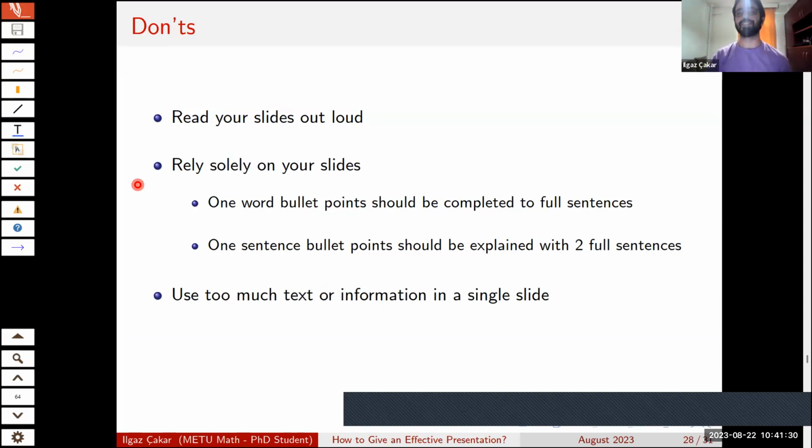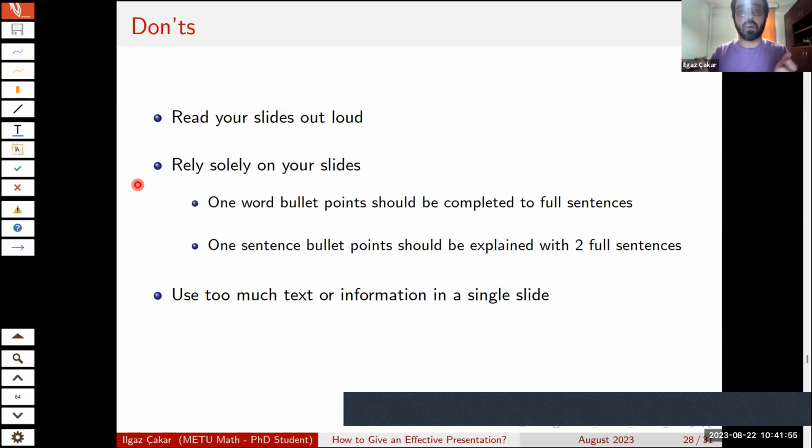Again, do not use too much text. I cannot emphasize it enough because I know that you have some inexperienced talkers. So you want something to rely on. So you try to write everything down on your slides. Just don't do that. Instead, do lots of rehearsals.